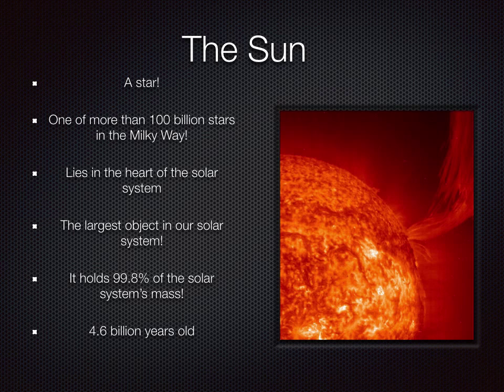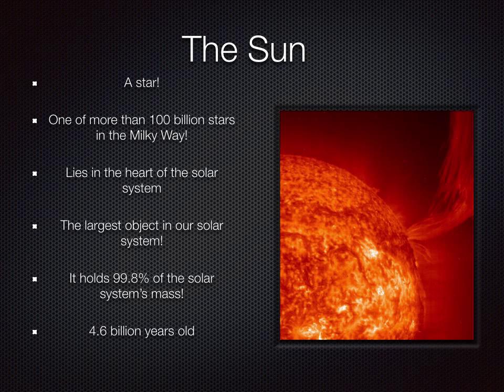So as we know, everything in our solar system orbits around the sun. So what is the sun? The sun is actually a star. It is one of more than 100 billion stars in the Milky Way and lies in the heart of the solar system. And it is also the largest object in our solar system. The sun holds 99.8% of the solar system's mass and is 4.6 billion years old.